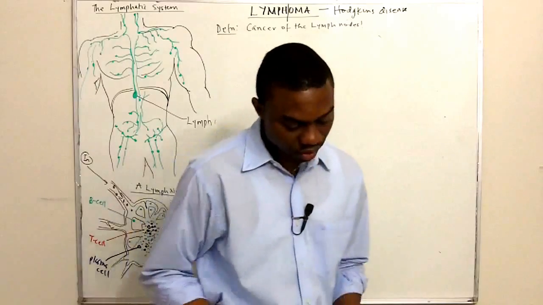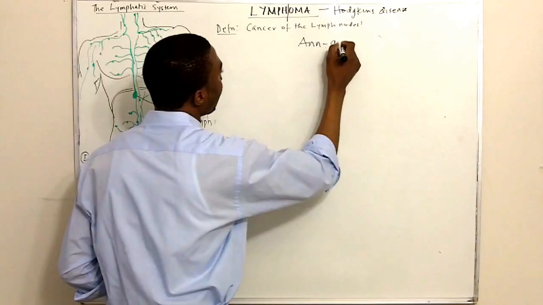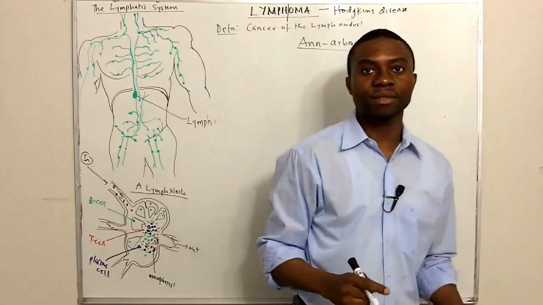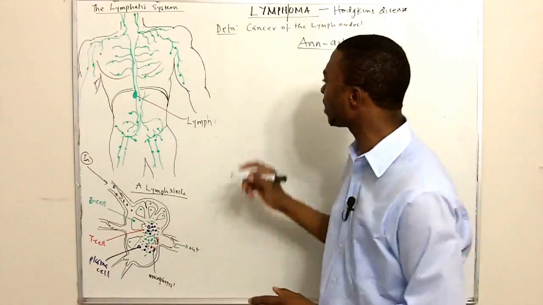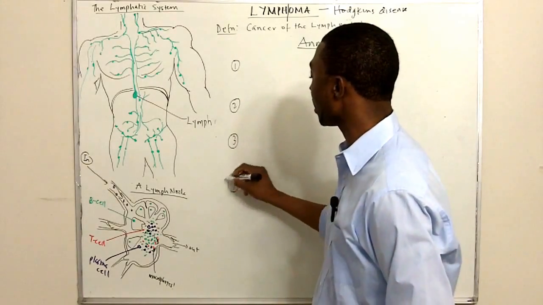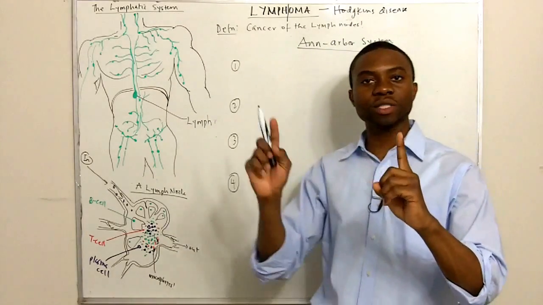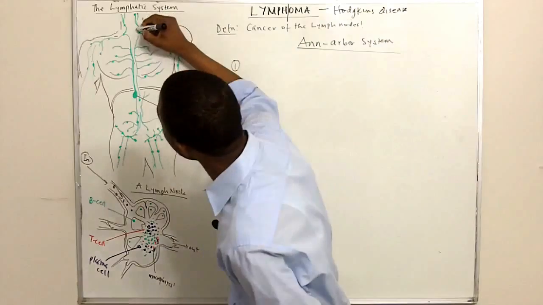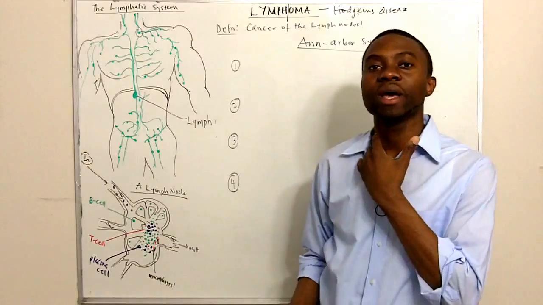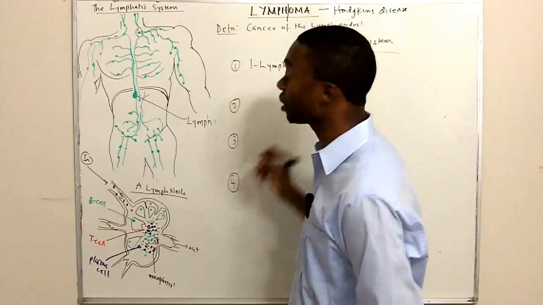So, using the Ann Arbor system, we are going to stage this disease. And there's only 4 stages. Very, very easy. There is stage 1, stage 2, stage 3, and stage 4. Usually stage 1 means 1 lymph node. So let's pick a lymph node. I'm just going to pick that guy. Look at that. If I only found 1 lymph node that is very swollen, that is stage 1. 1 lymph node. Very simple.